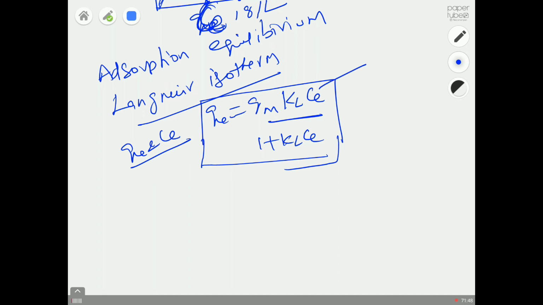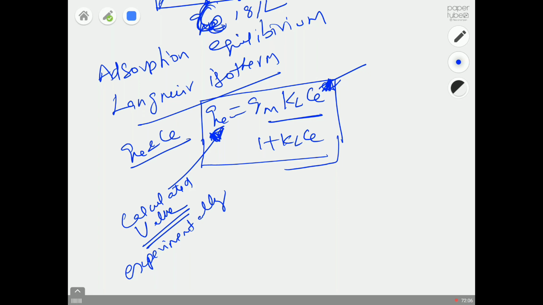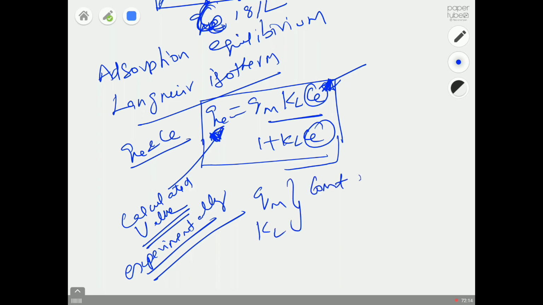This is your experimentally measurable value, CE. This is something we can calculate once we perform the experiment. QE is a calculated value; we can measure it experimentally based on mass balance, and CE we can measure experimentally. So QM and KL are constants, or if you want, we can call them theoretical constants.